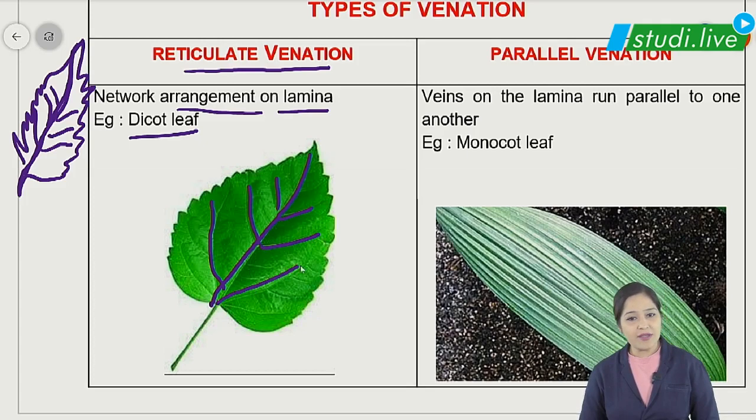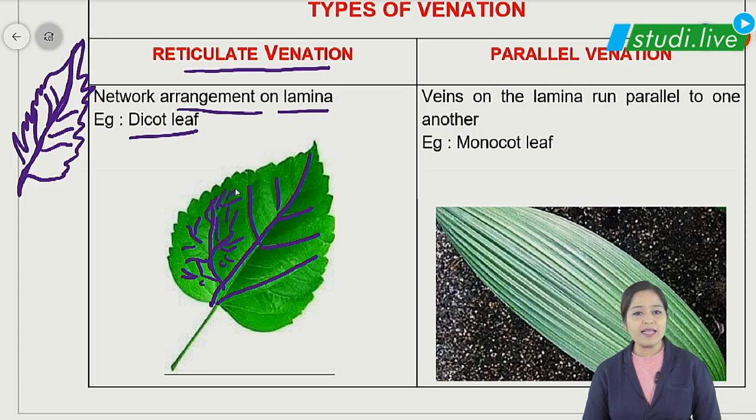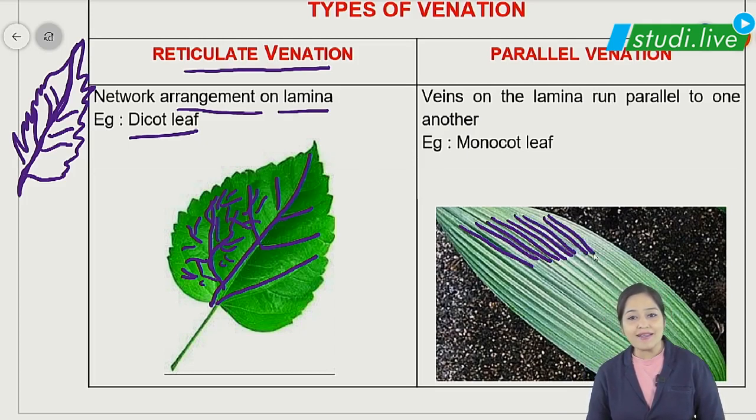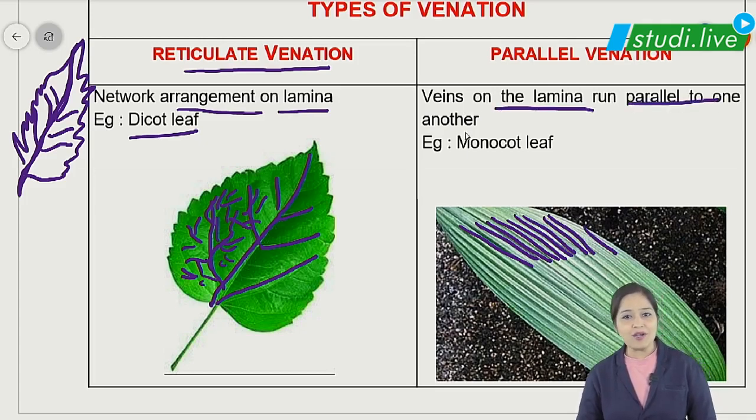So this is the vein and these are the veinlets, and we can see these veinlets are arranged in the form of a network. This is called reticulate venation. Whereas in parallel venation, we can see the veins and veinlets are arranged parallel to one another. So veins on the lamina run parallel to one another.